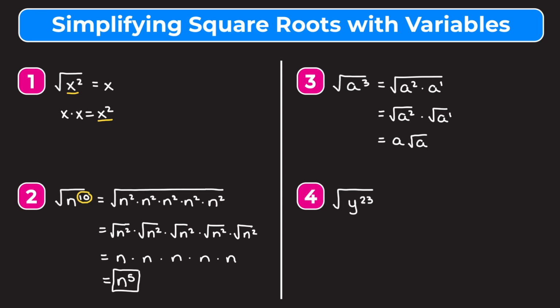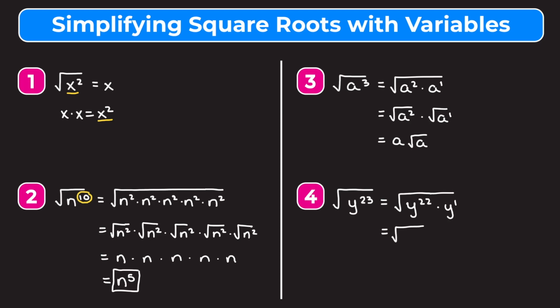Now let's take a look at example 4. We have the square root of y to the 23rd. I'm not going to sit here and write out a bunch of y squareds to get all the way up to 23 because it's going to take too long. So what we can do is rewrite this as y to the 22nd, because that's the highest even number that goes into 23, times y to the 1st. I'm going to say that again. If you have an odd exponent, you want to break up your term into the variable raised to the highest even number that goes into that odd exponent. So we're going to break it up into y to the 22nd, and then you're going to have 1 y left over.